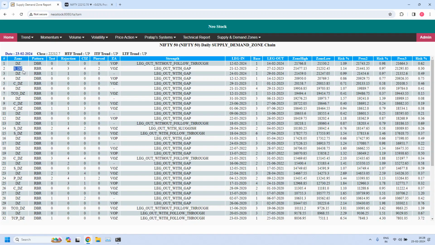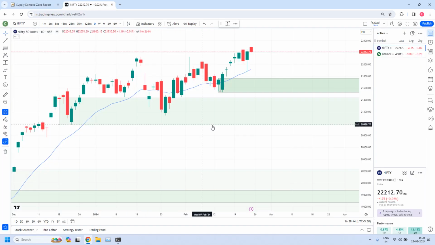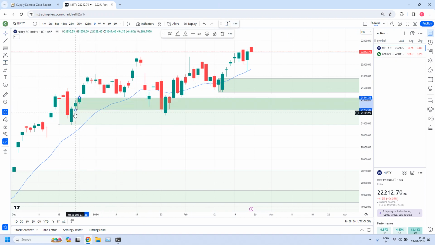And we have a pierced zone here. Just for reference purposes, I am drawing this pierced zone, when it is 21/12 and 27/12. This is 21 and this is 27. We have two base candles. So this is the one. See, this is pierced already.